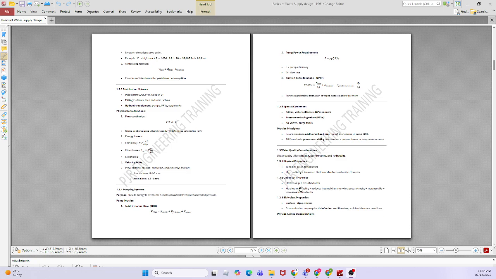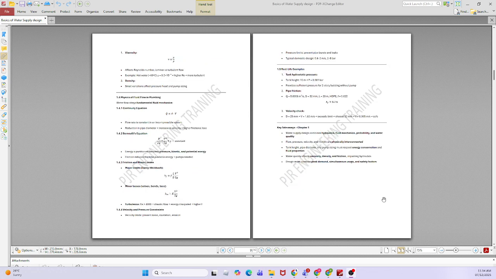Chemical properties like hardness, pH, dissolved salts. Hot water scaling reduces internal diameter, increases velocity, increases Re, and then increases the friction factor. If the friction factor increases, then your pump power will increase. The other one is biological factors. If we have any bacteria, algae, or viruses, contamination may require disinfection and filtration, which adds minor head loss. So these are the things we have to consider.